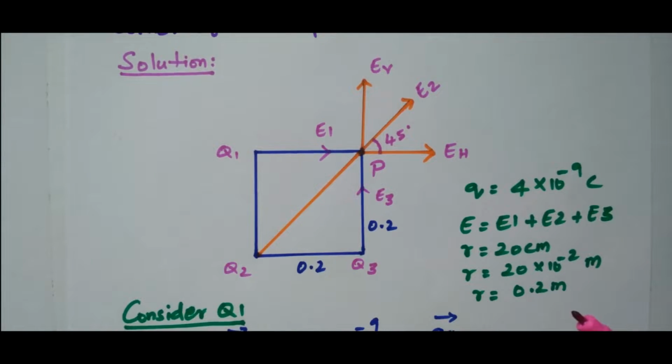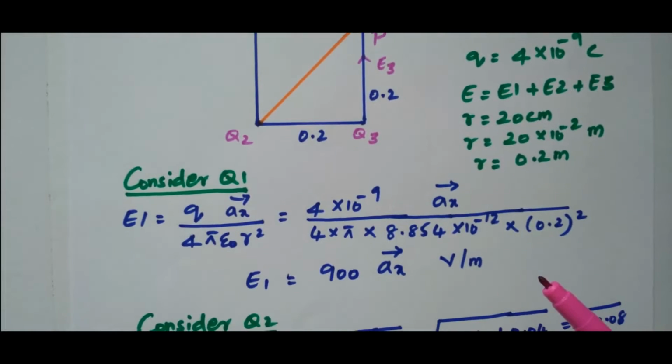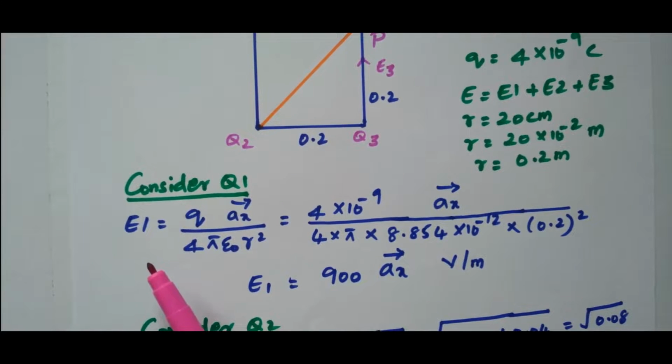Q3. Right? So first we will consider the charge Q1. It is very simple. E equal to Q divided by 4 pi epsilon R square. That is the formula. This is a unit vector. Right? Because the Q1 is located in the same line, so there is no other component, we have only E1. So E1 equal to Q divided by 4 pi epsilon R square.